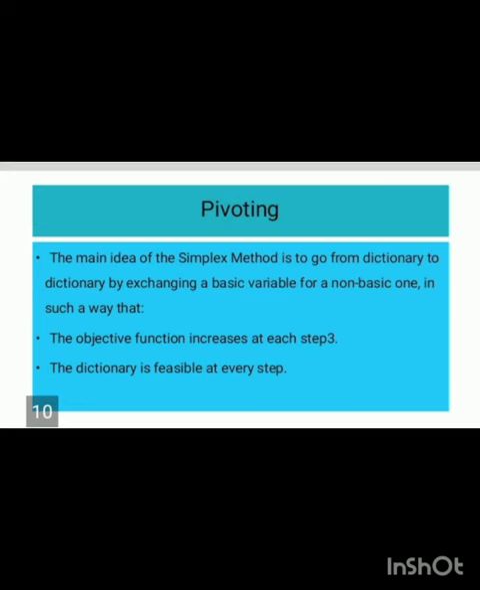Pivoting elements. The main idea of the simplex method is to go from dictionary to dictionary by exchanging a basic variable for a non-basic one in such a way that the objective function increases at each step. The dictionary is feasible at every step.